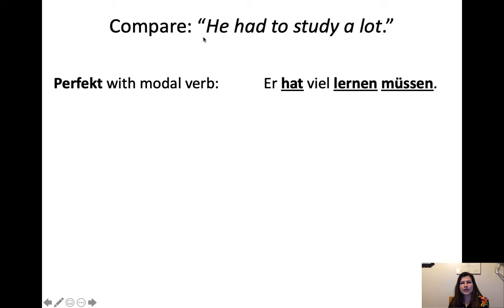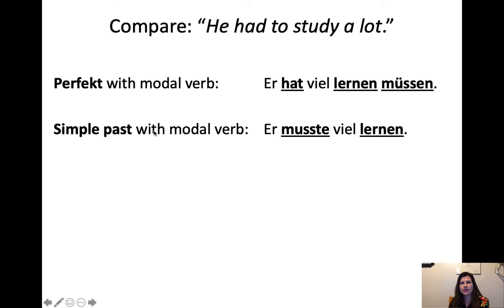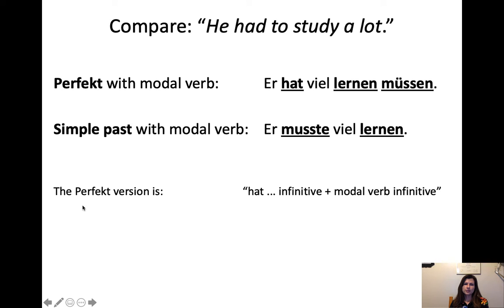Okay, so we'll compare. He had to study a lot, both of these. Hat viel lernen müssen is the perfect with a modal verb. But the simple past with a modal verb, this is the same thing, just showing you them next to each other. Musste viel lernen. He had to study a lot, but this is also he had to study a lot. But in this version, we've got the double infinitive at the end. And in this version, we just have normal verb in the second position, modal verb in the second position, and then the other infinitive at the end. Same structure as if it were present tense. Okay, so the perfect version, this past tense, perfect version is hat, and then whatever else you need, finish the sentence.